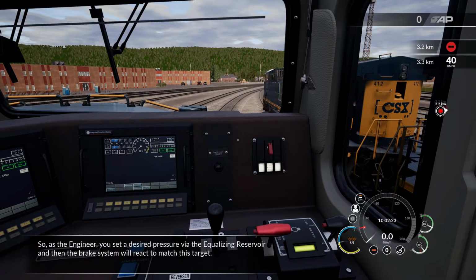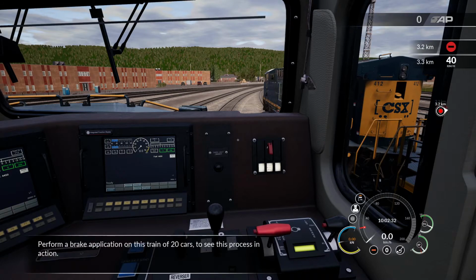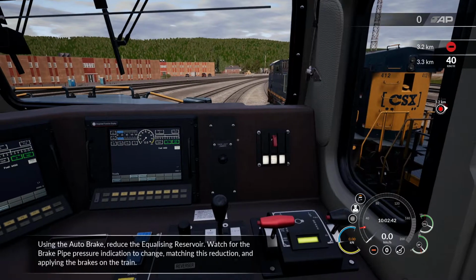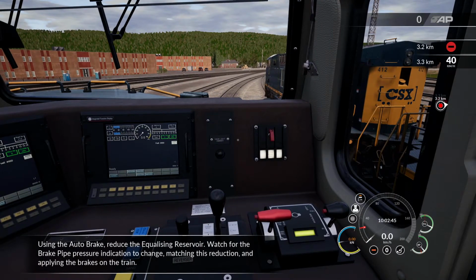So, as the engineer, you set a desired pressure via the equalizing reservoir, and then the brake system will react to match this target. Perform a brake application on this train of 20 cars to see this process in action. Using the auto brake, reduce the equalizing reservoir. Watch for the brake pipe pressure indication to change, matching this reduction, and applying the brakes on the train.